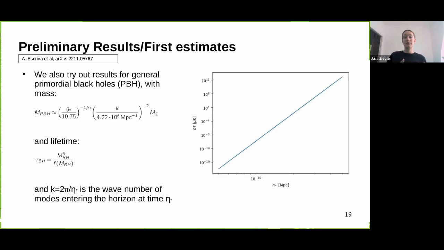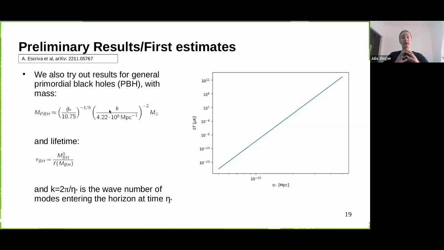And a last test we have done while we are waiting for the results is that we have looked into a general primordial black hole. Due to curvature perturbations in the early universe, the mass within the horizon would collapse. This happens when the wavelength of a wave number k is about the size of the horizon. Then the mass within the horizon collapses into a black hole. So that's why the mass depends on the wave number k.